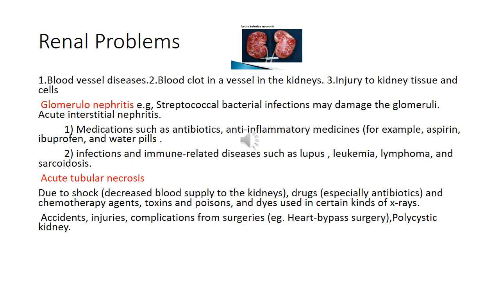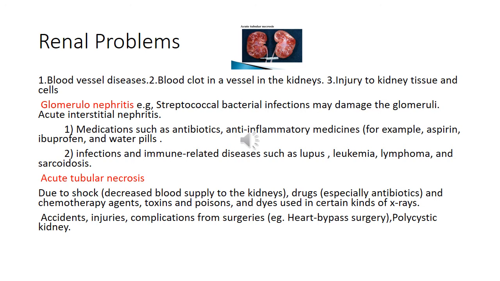these are the further examples. Then after this, the acute tubular necrosis. Acute tubular necrosis mainly affects the proximal and distal tubules of the loop of Henle. It mainly includes shock, during which the blood supply to the kidney decreases, and drugs, especially antibiotics and chemotherapeutic drugs, toxins, poisons, and dyes mainly used for X-rays. The drugs are mainly eliminated through the tubules and absorbed in the tubular area. That's why the tubules get affected in tubular necrosis.